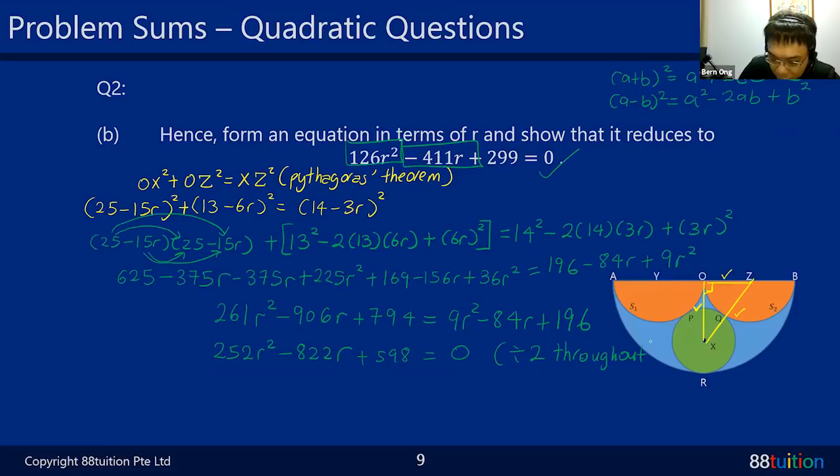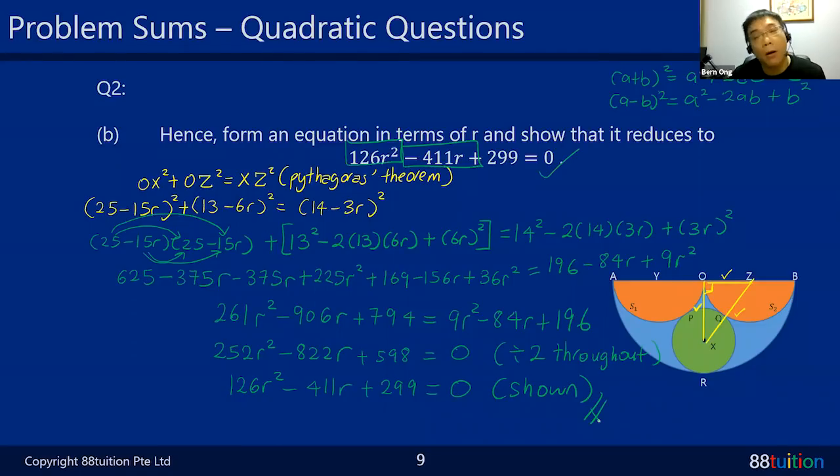All right, divide by 2 throughout. So 252 divided by 2, press your calculator, is 126. 822 divided by 2 will give you 411. And 598 divided by 2 will give you 299. Correct. And 0 divided by 2 will give you 0 also. So down here you can put shown. Can you see now? Yeah.